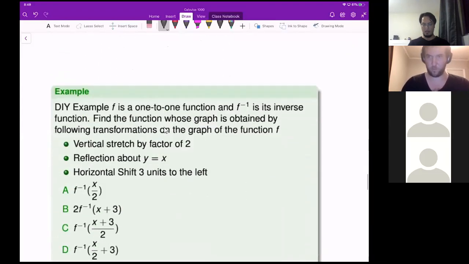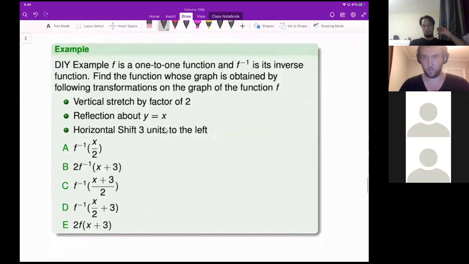I guess we won't have much time to go into details, but this will be another example which I will give you 1 minute. Yes, 1 minute. Try to see what is the function whose graph can be obtained from the graph of the function f by this kind of transformation.